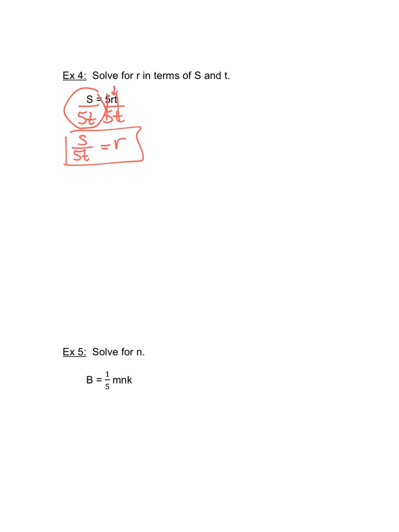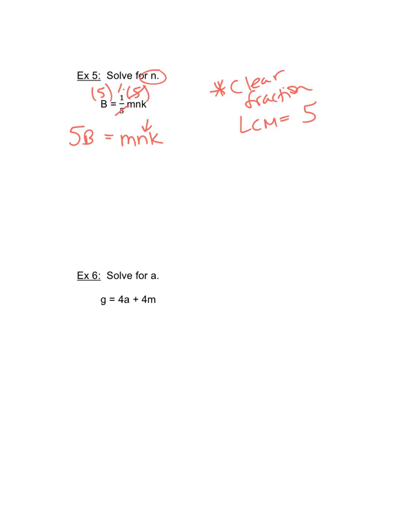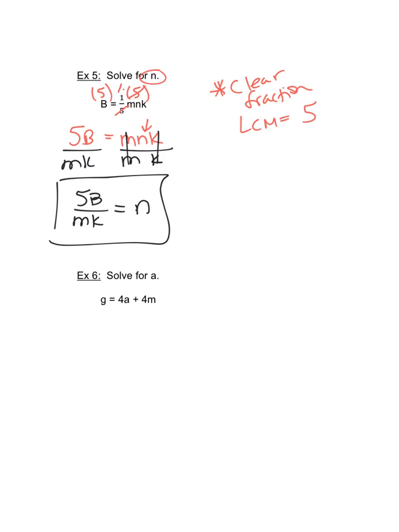If you'll notice, the next one, example 5, has a fraction in it. We want to program ourselves whenever there's an equation with a fraction, we want to clear those fractions first. So think to yourself, what's the LCM here? If I only have one fraction, my LCM is that denominator, it's 5. So I'm going to multiply both sides by 5. 5 divided by 5 is 1. So I have 1 mnk, which is just mnk on the right, and on the left I have 5 times b, which is 5b. Now I can isolate, I'm solving for n. If it's being multiplied by two things all together as one term, I can divide by both parts, divide by mk on both sides, and I now have n equals 5b over mk, or divided by mk.